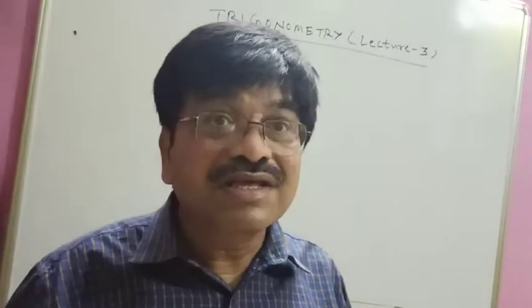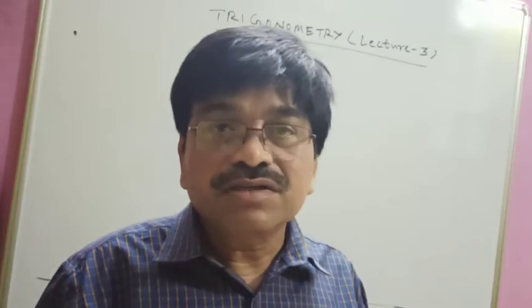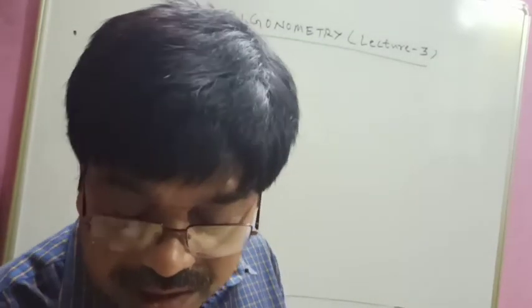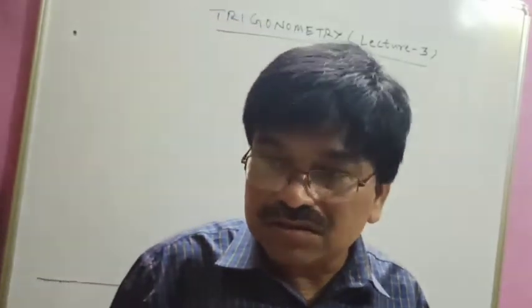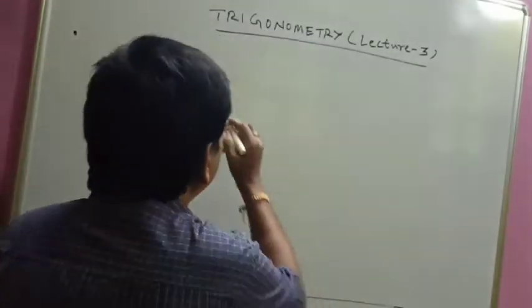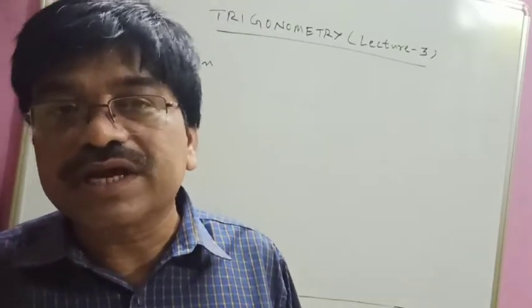We have already completed two classes based on trigonometry. Okay, so this is my third class on trigonometry. So today we shall discuss trigonometric functions. In the last class we discussed the measurement of angle. Okay, so in trigonometry there are six trigonometric ratios. They are sine, cos, tan, cot, sec, cosec.